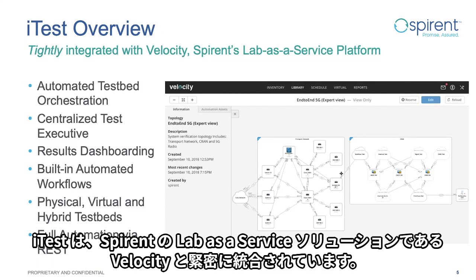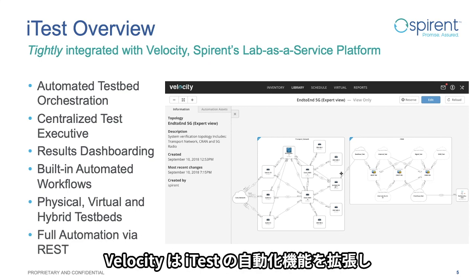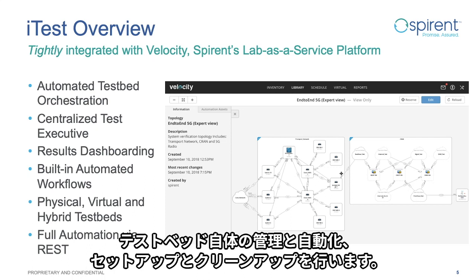iTest is tightly integrated with Velocity, Spirent's lab as a service solution. Velocity extends iTest's automation capabilities, including the management and automation of the setup and cleanup of the testbed itself.